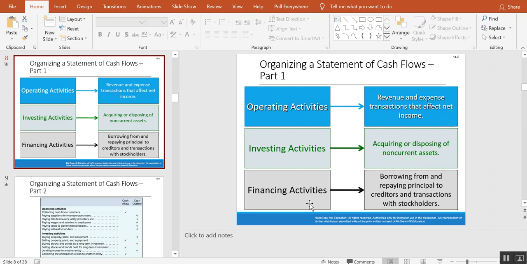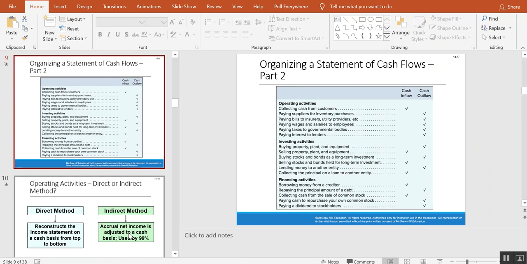And then financing activity really means we're borrowing from or repaying money to creditors, and we may have some transactions with stockholders where we issue additional stock and they give us money for that. That's considered a financing activity. So that's the big three categories, and I would say you need to know these and how they break down and what they are. So know what goes into operating activities, investing, and financing activities.